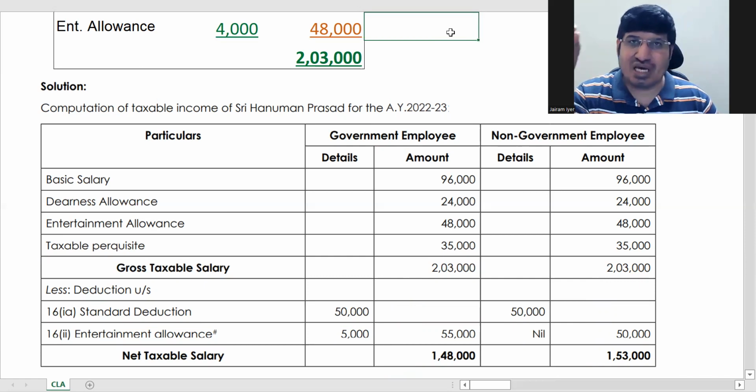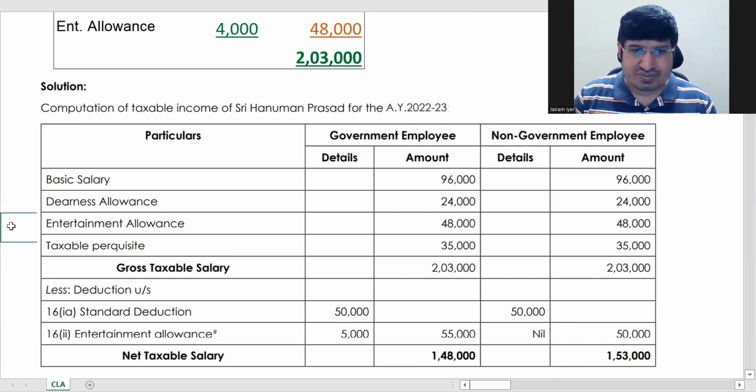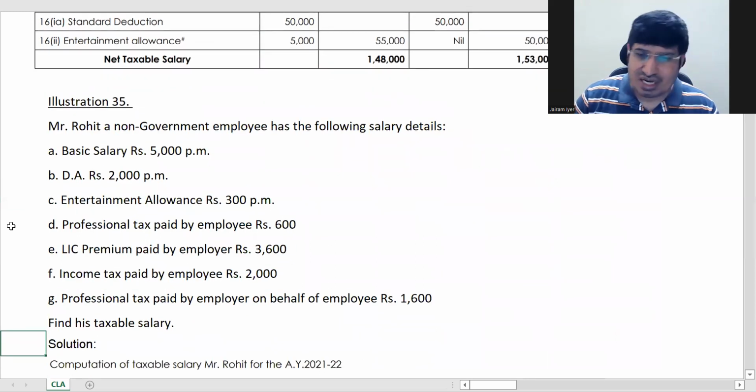Go home and write the problem, close the answer, and you should try to solve it. Then you will get that confidence. Okay, so is this clear so far? So let's go for another problem.